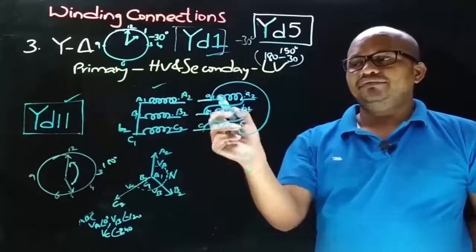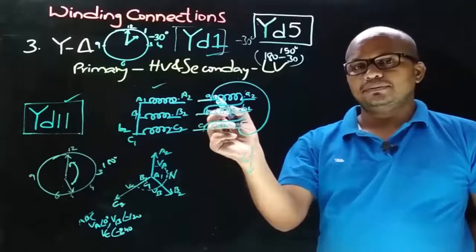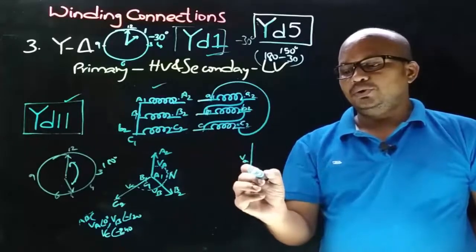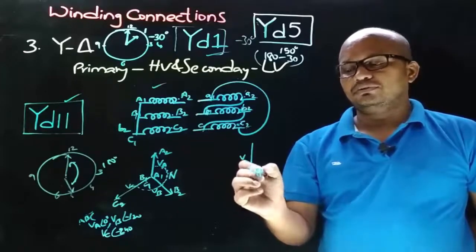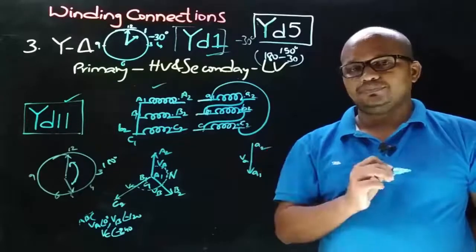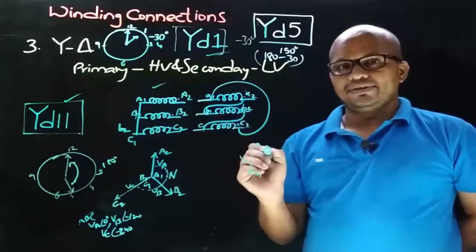Now let's decide the terminals. On the secondary side, we took the connections from non-dot ends, and that is A1. So the arrow will point towards the connection we took from. So the arrow will point towards A1. So the other end will be A2. Now let's draw the VB phasor.